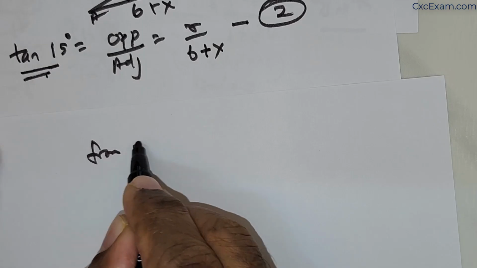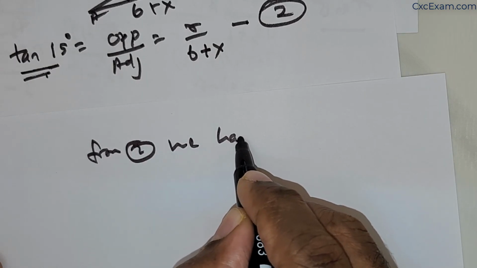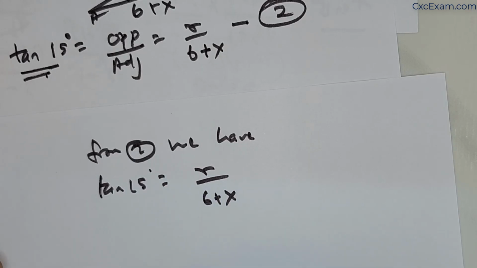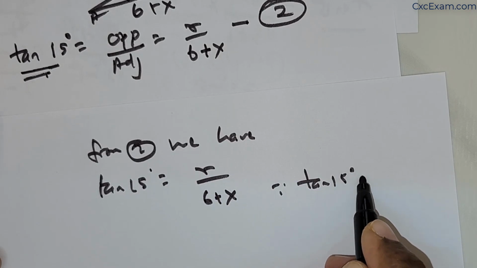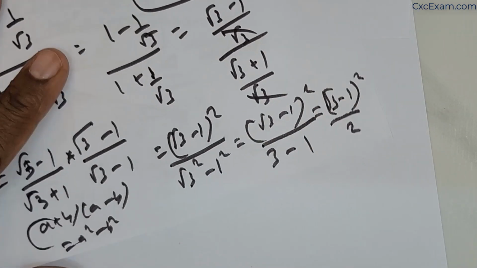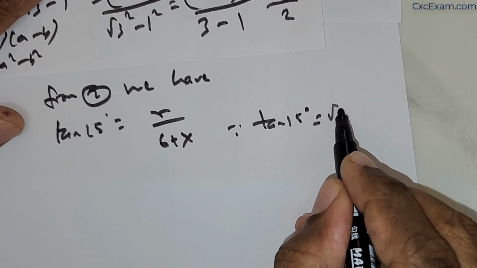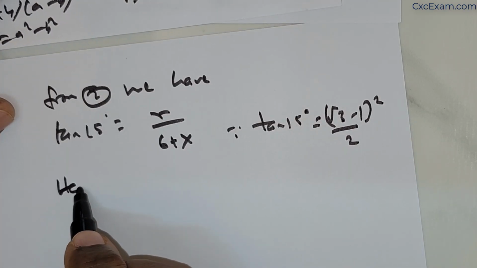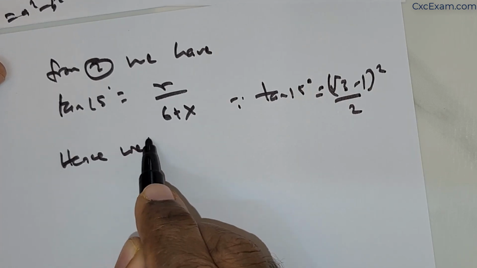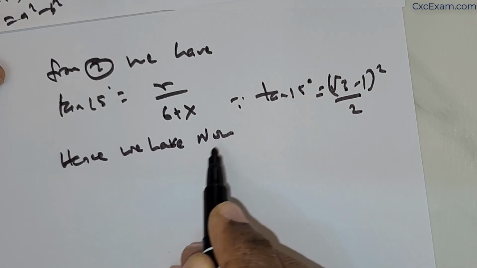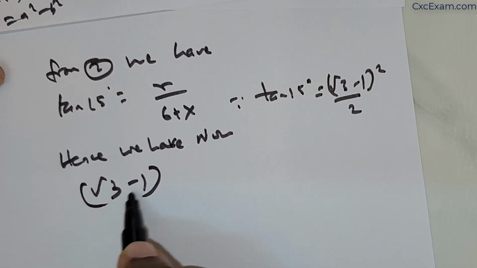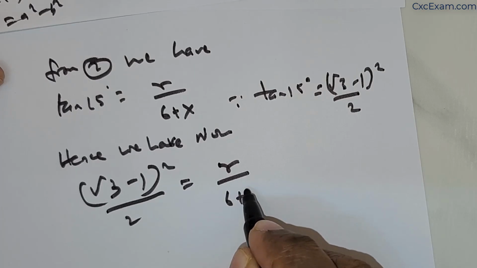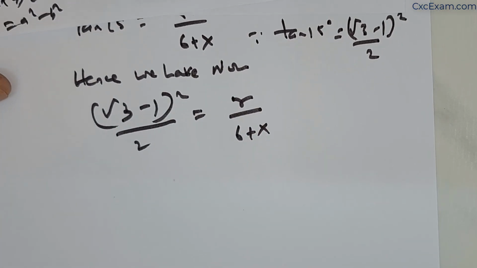from 2 we have, what do we have? We have tan 15 is equal to r over 6 plus x. Now tan 15 is equal to what? Tan 15 is equal to this value, root 3 minus 1 whole squared divided by 2. So hence, what do we have? We have root 3 minus 1 whole squared divided by 2 is equal to r over 6 plus x. This is what we have got.